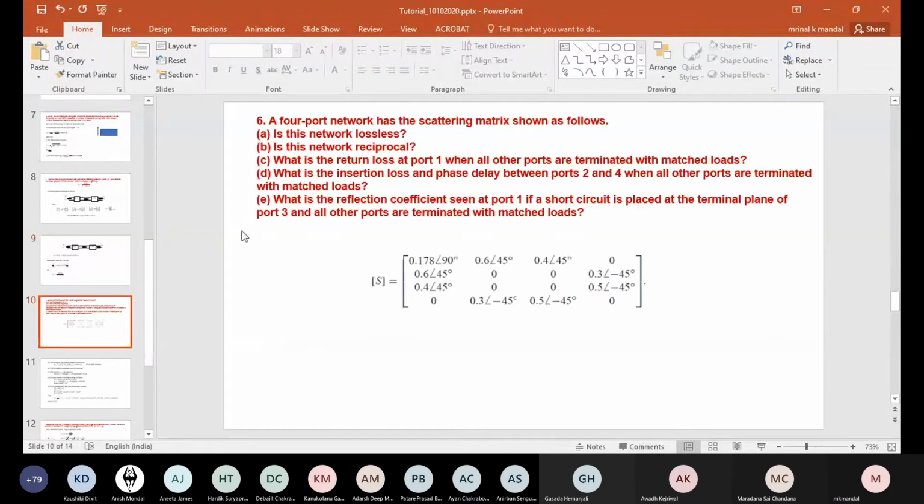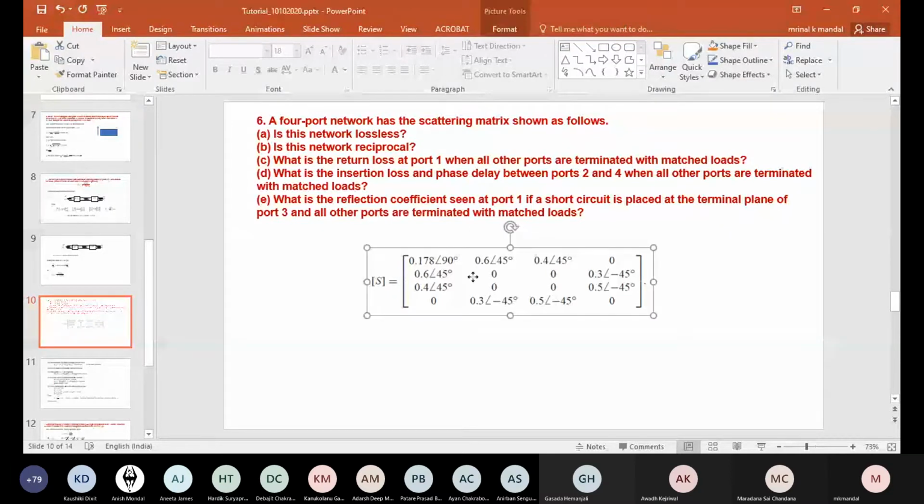Well, then problem 6. You see, the scattering matrix of a 4-port network is given. It's a 4 by 4 scattering matrix. Now what do you have to do? There are several parts to this question. Is this network lossless? Is this network reciprocal? Then what is the return loss at port 1 when all other ports are terminated with matched loads? Well, till this point, we can draw it straightforwardly.